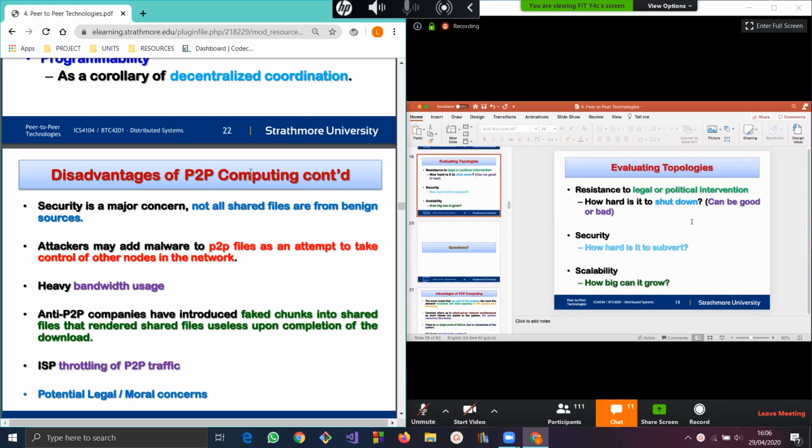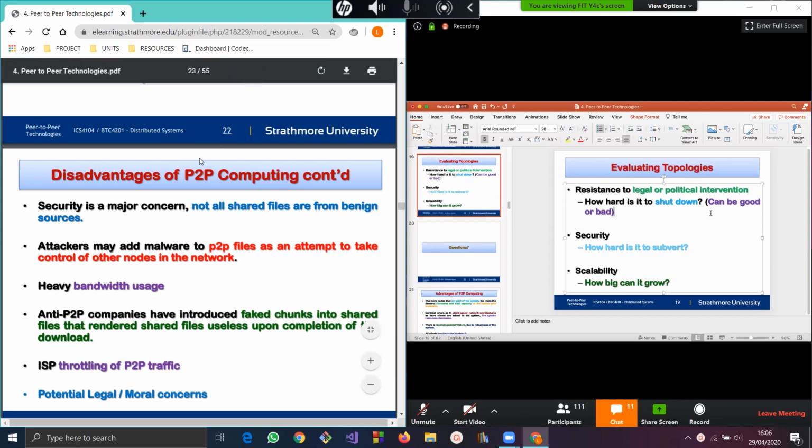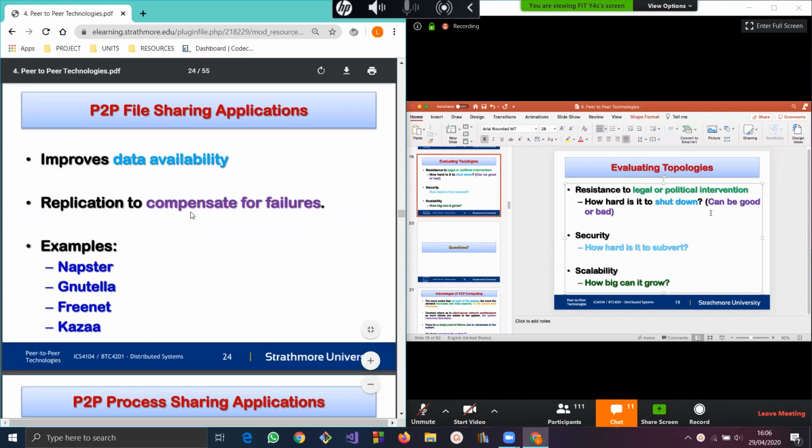Therefore, before we evaluate, we look at questions. These topologies have caused a lot of problems for politicians. I look at it in terms of government and legal. One of the bigger issues that comes in: how hard is it to shut it down? It can be good or bad.